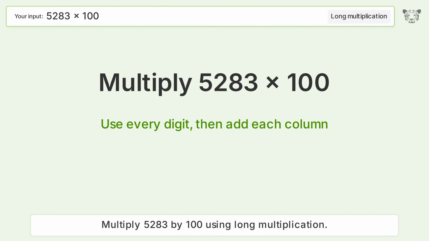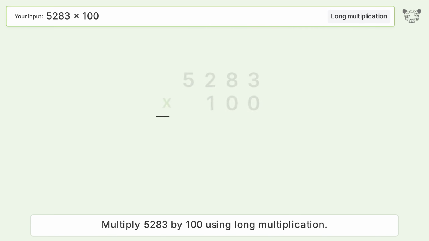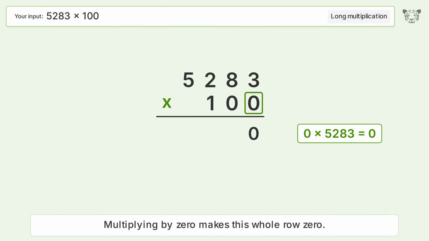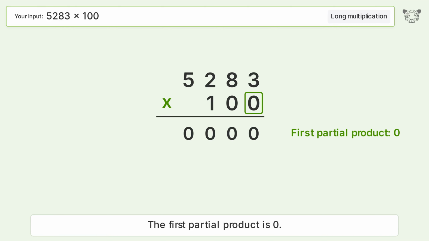Multiply 5283 by 100 using long multiplication. Start with the ones digit, 0. Multiplying by 0 makes this whole row 0. The first partial product is 0.